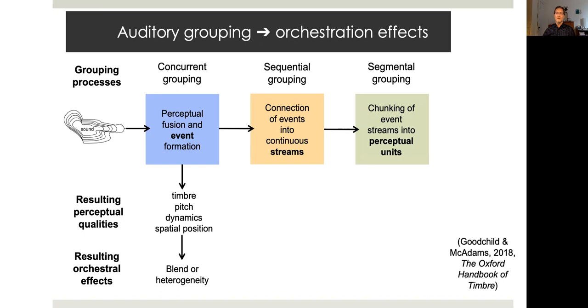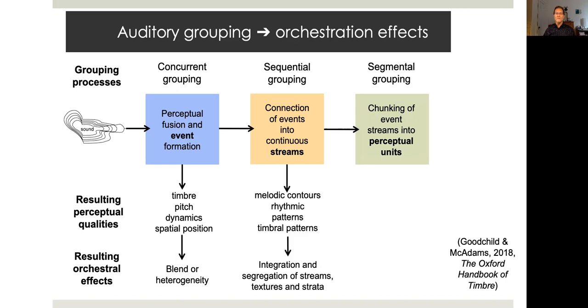Timbre, pitch, dynamics, and spatial position emerge from the perceptual fusion of acoustical components into a single auditory event. Concurrent events in music either blend together or their heterogeneity keeps them separate. Similarity in these parameters is involved in the integration of events into perceptually connected auditory streams, textures, or orchestral layers. Conversely, differences in them provoke the segregation of events into different streams or orchestral layers.